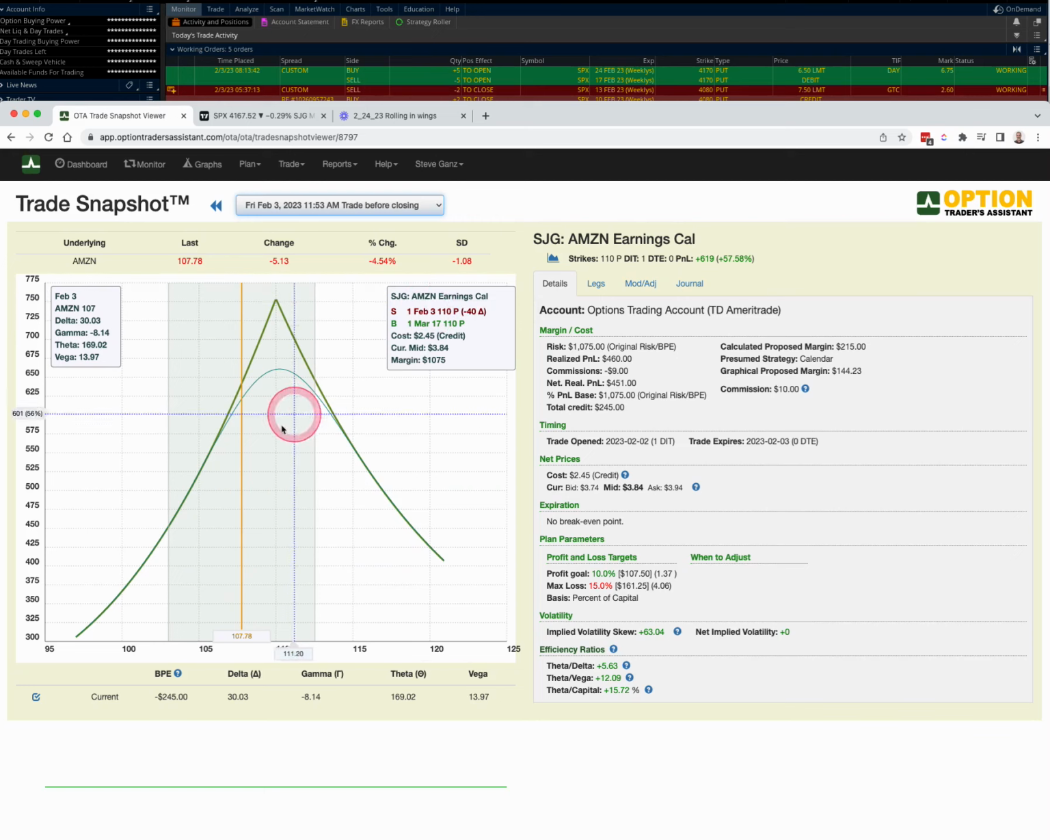So anyhow, that is a walkthrough on that trade. So two good earnings trades we were able to close out today, Amazon and Google.